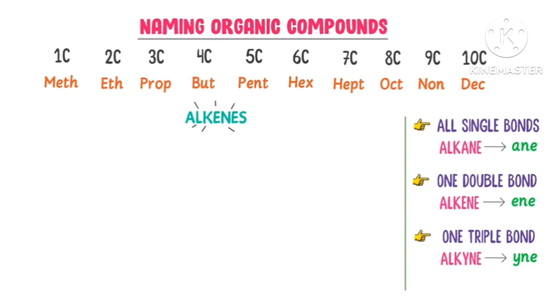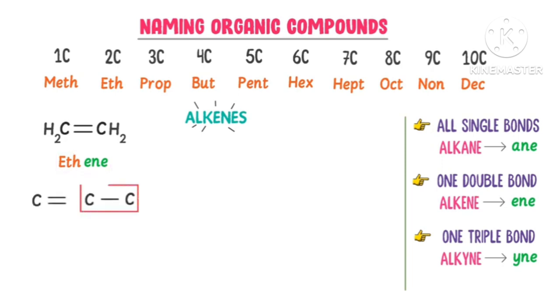For example, consider a double bond between these 2 carbon atoms. This carbon and this carbon have formed two bonds each. So I write CH2 and CH2. There are two carbon atoms. I write eth. We can see that there is one double bond between these two carbon atoms. So it is an alkene, and we write ene with it. Thus we get ethene.